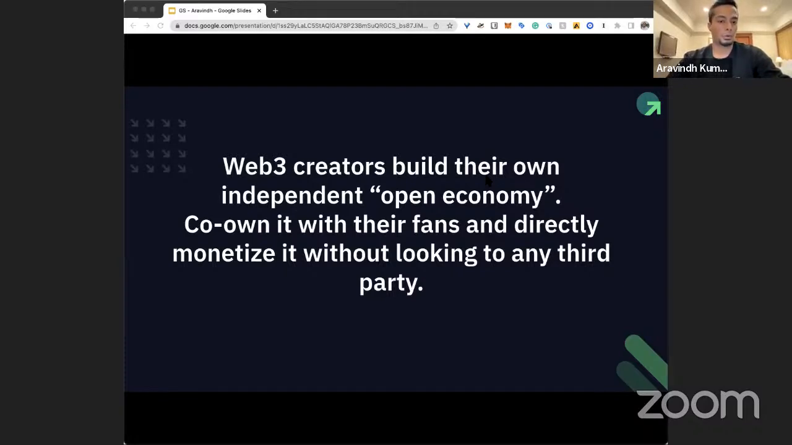Right? The second part that's important is it's about co-owning it with your fans and directly monetizing it without a third party, right? So I'll go over this as the pillars of Web3.